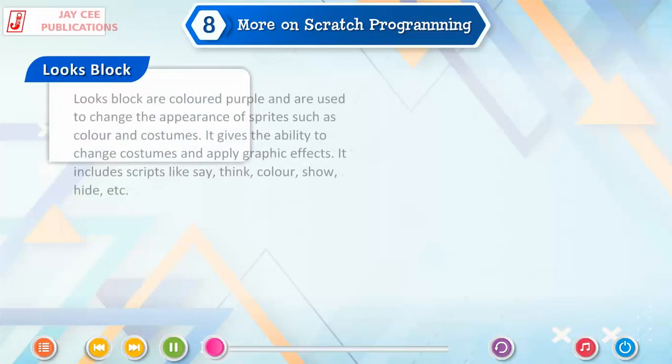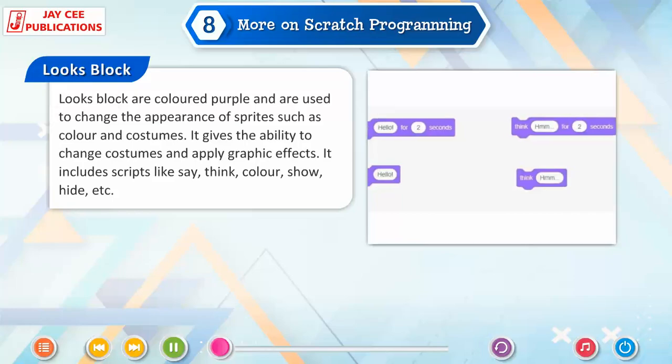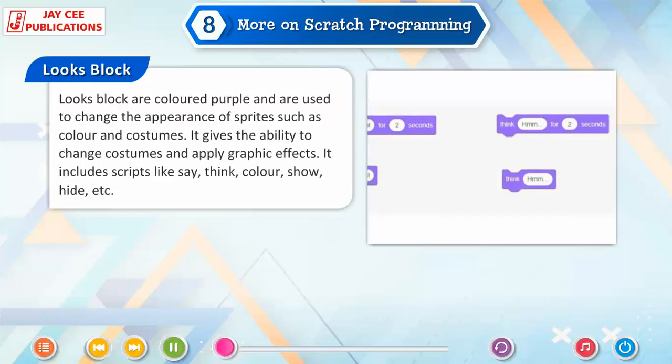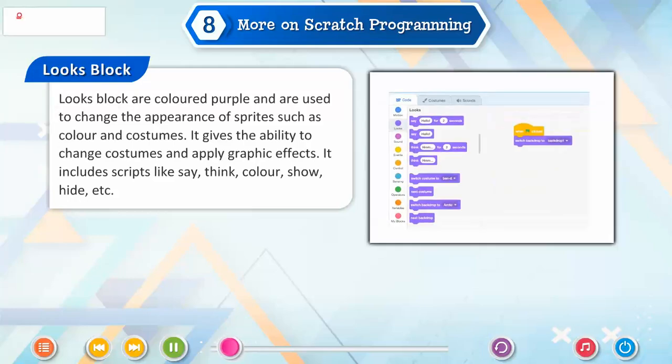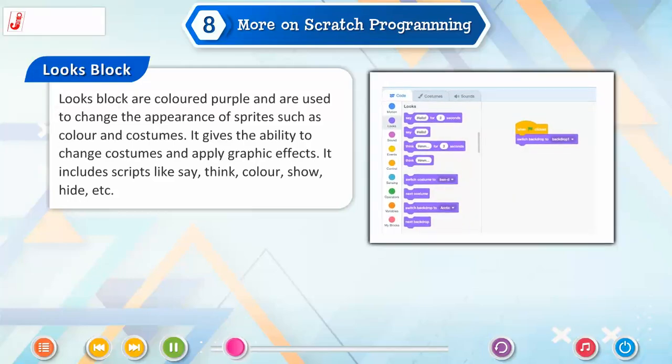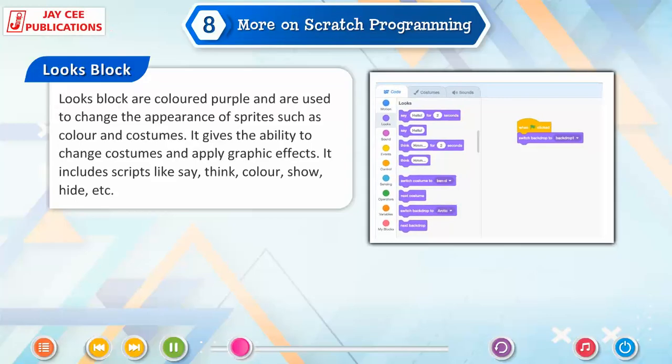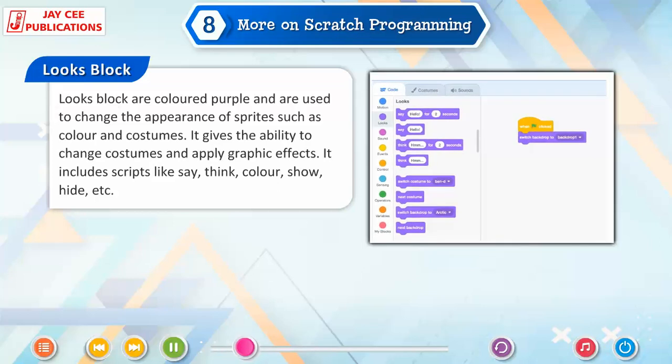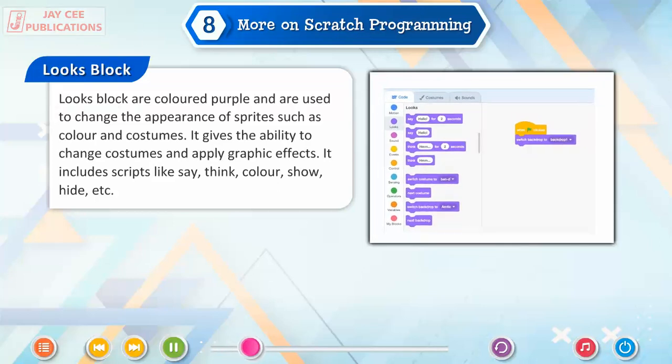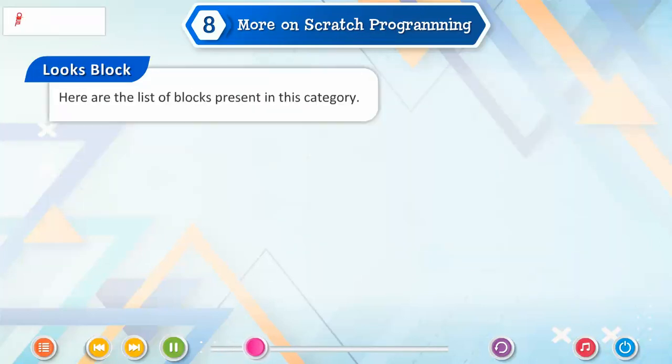Looks blocks. Looks blocks are colored purple and are used to change the appearance of sprites, such as color and costume. It gives the ability to change costumes and apply graphic effects. It includes scripts like think, color, show, hide, etc. Here is the list of blocks present in this category.